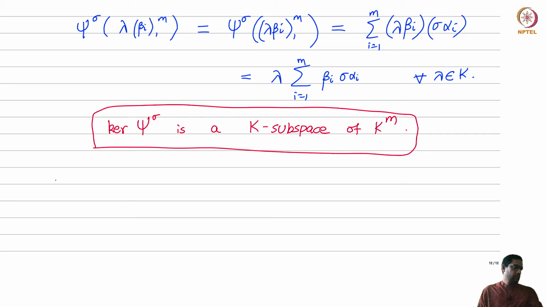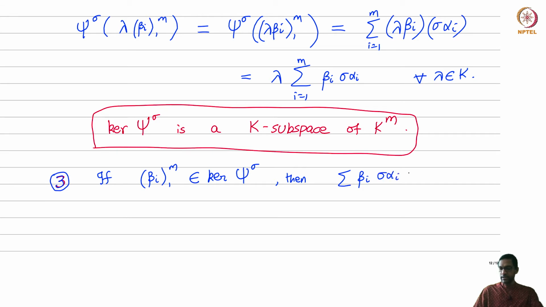And what's the third property? This is one of the most important properties of these maps, and it really uses the fact that gamma is a group. Observe that the earlier half of Artin's theorem did not really use the fact that gamma is a group of automorphisms. The group structure was not used, but now we are going to use it. So here's the observation. Suppose I pick an m-tuple beta i, i from 1 to m, which is in the kernel of psi sigma. What does that mean? It just says that the sum of beta i sigma alpha i is 0.